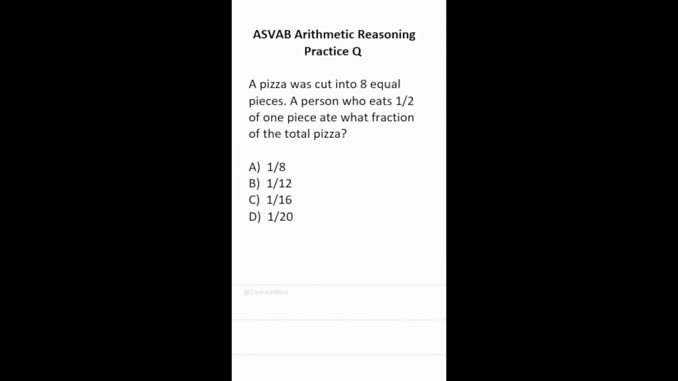This arithmetic reasoning practice test question for the ASVAB says this: a pizza was cut into 8 equal slices. A person who eats one half of one piece ate what fraction of the total pizza? So I know many of you could solve this one mentally. That said, I want to make a quick sketch in case you haven't worked with fractions in a long time.